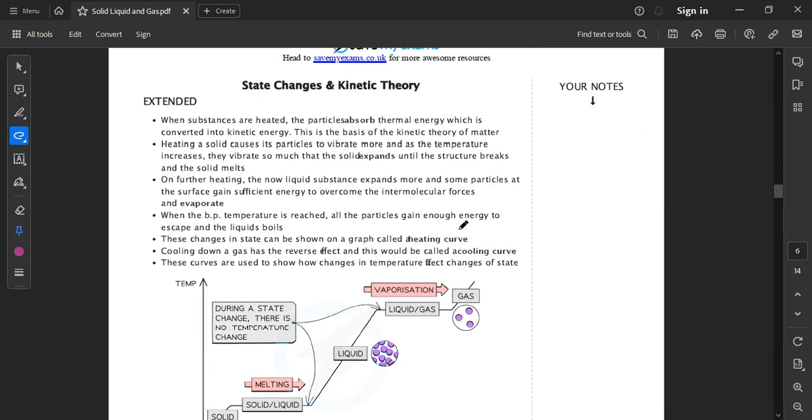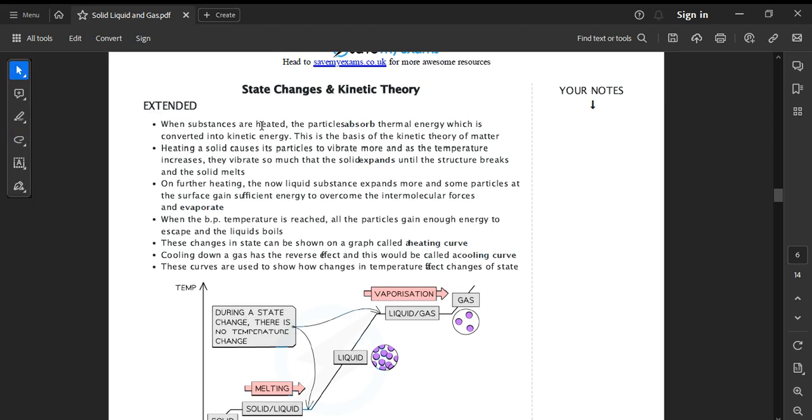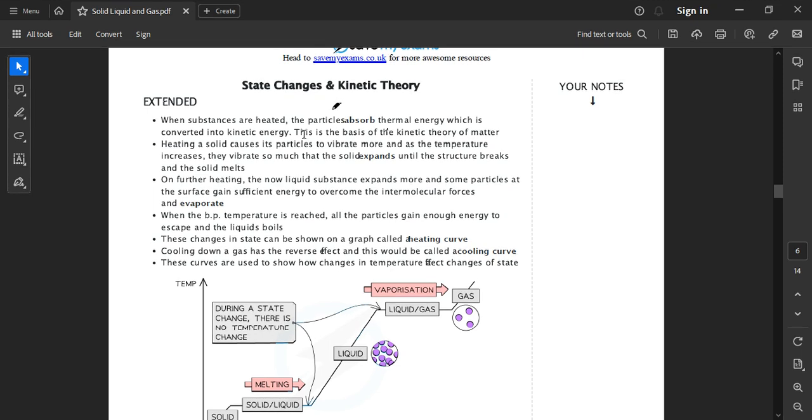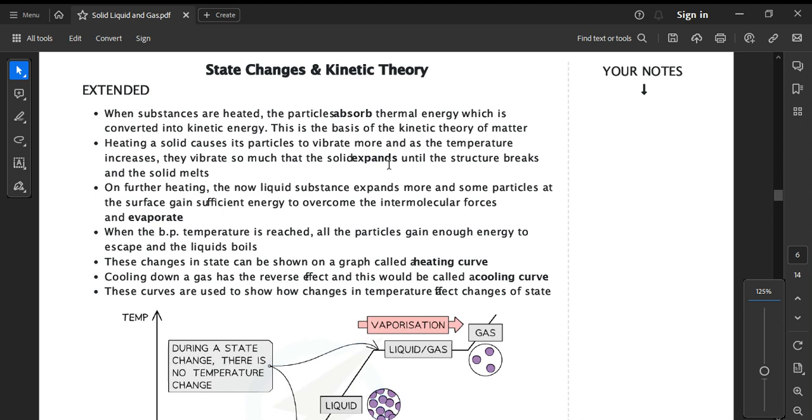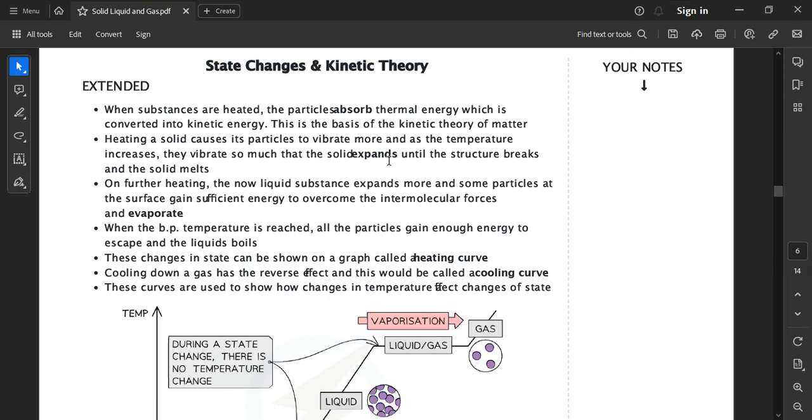Moving on, this is for extended state changes and kinetic theory. When substances are heated, the particles absorb thermal energy, which is converted into kinetic energy. This is the basic of the kinetic theory of matter. Heating a solid causes its particles to vibrate more, and as the temperature increases, they vibrate so much that the solid expands until the structure breaks and the solid melts.